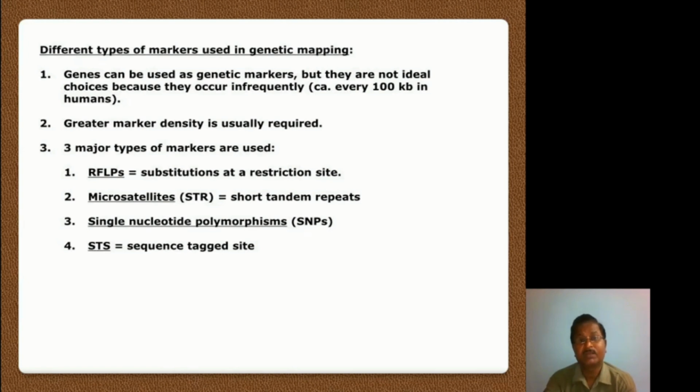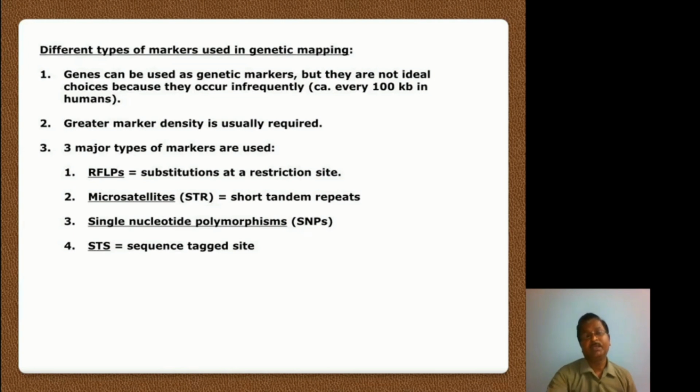Different types of markers are used in genetic mapping. Genes can be used as genetic markers, but they are not ideal choices because they do not occur frequently enough. Example, every 100 kilobase pairs in the human genome we need a marker. So greater marker density is usually required for identifying the genes. Three major types of markers are used here.